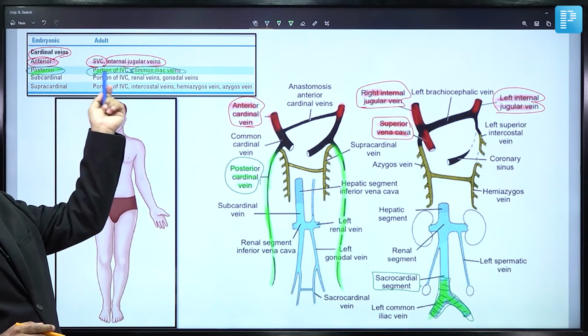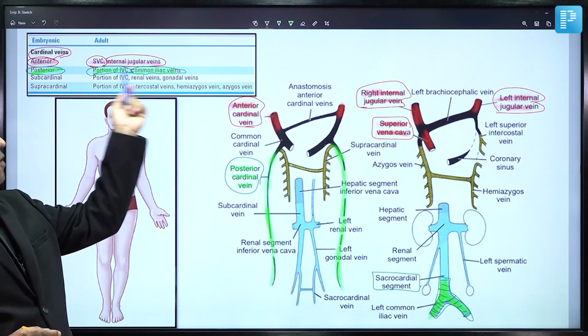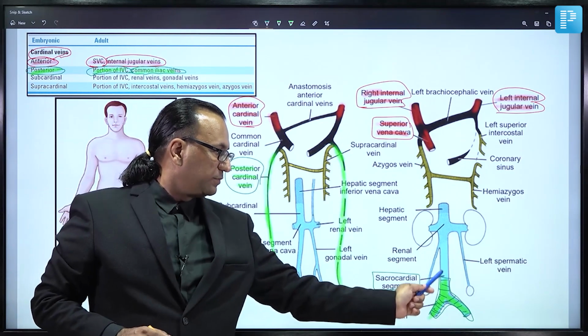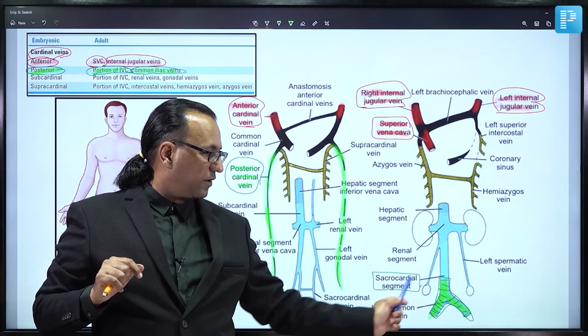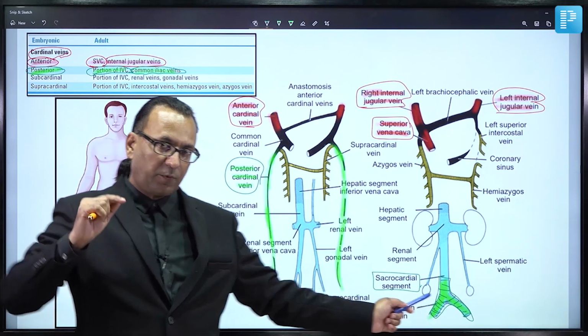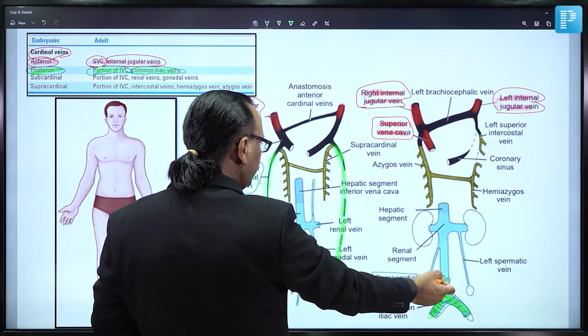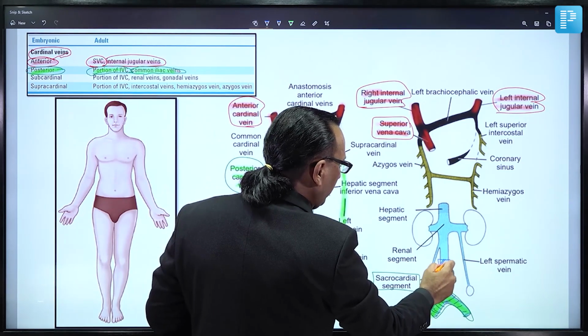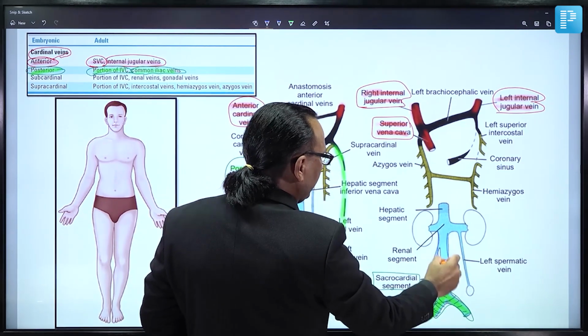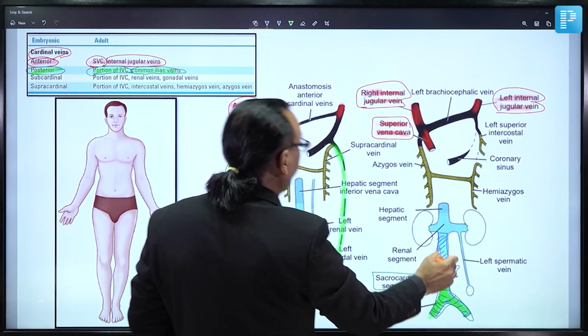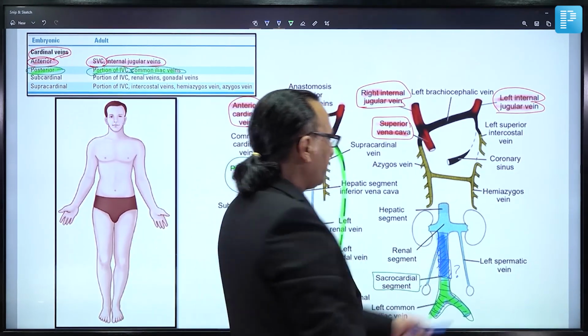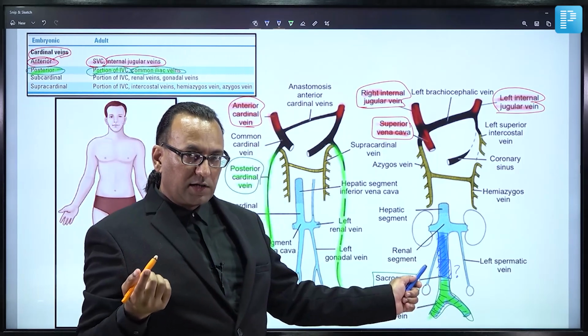It is the beginning of inferior vena cava by the joining of common iliac vein. So the initial portion of inferior vena cava has been contributed. What about the next portion of inferior vena cava? That is where we had put one query. And if you remember, this infrarenal segment of inferior vena cava would have come from the supracardinal veins.